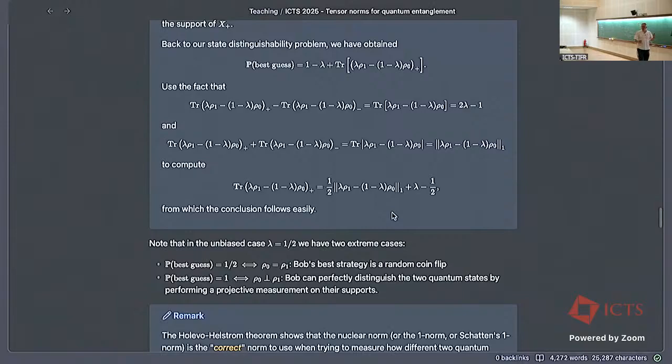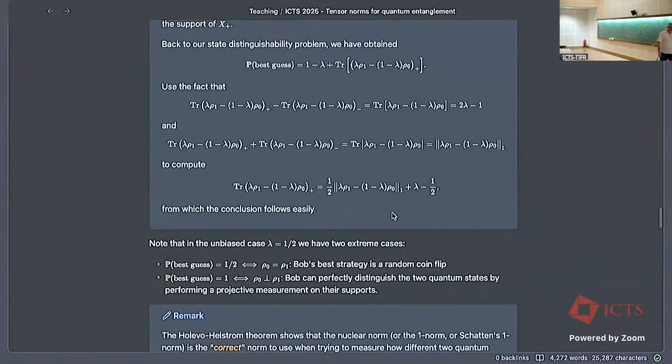And Bob can guess perfectly, so the probability of guessing correctly is 1, if and only if the states are orthogonal, because then Bob can just do a projective measurement on the supports of rho 0 and rho 1 and guess exactly which one Alice had sent. So these are the two extremes.